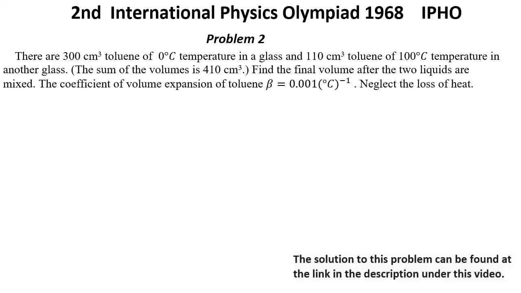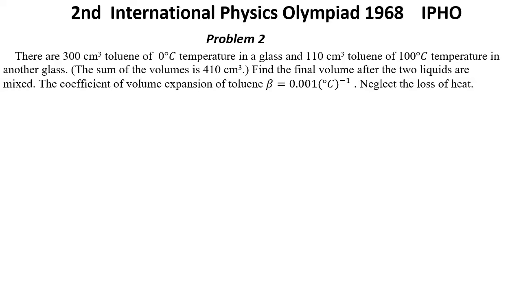The sum of the volumes is 410 cubic centimeters. Find the final volume after the two liquids are mixed. The coefficient of volume expansion of toluene beta equal 0.001 degree Celsius in power -1. Neglect the loss of heat.